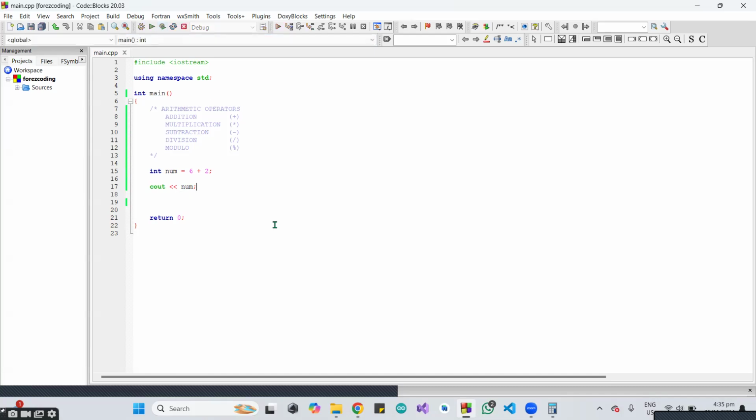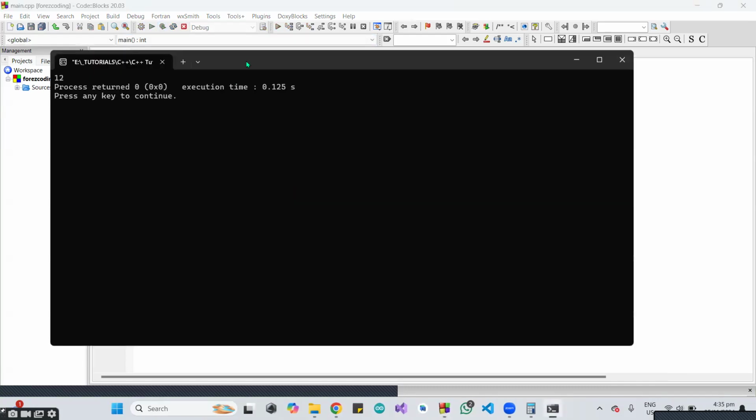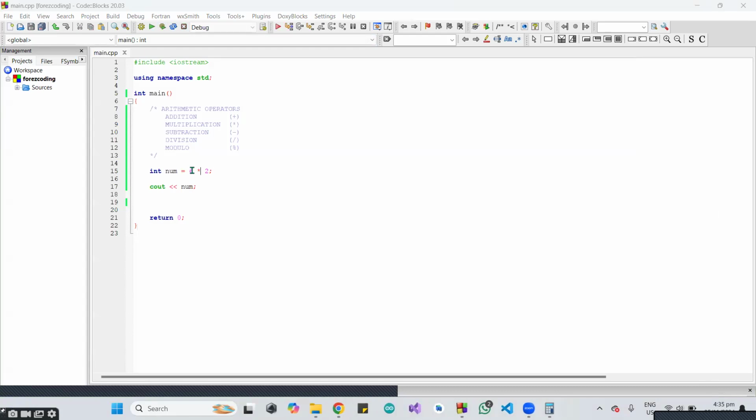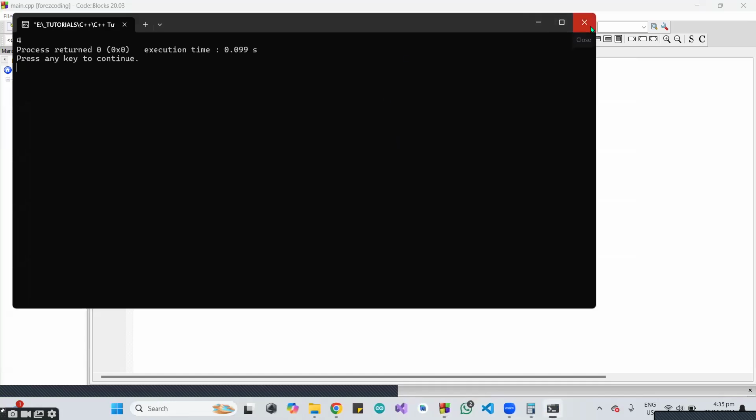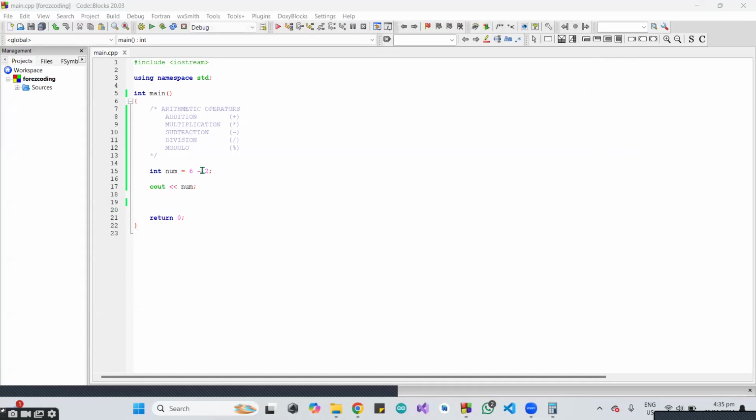And obviously, 6 plus 2 is equal to 8. What about multiplication? So we multiply 6 times 2. So we got 12. And then for the subtraction, we're going to subtract 6 minus 2. It is equal to 4, obviously. And then for the division, 6 divided by 2, we get 3.